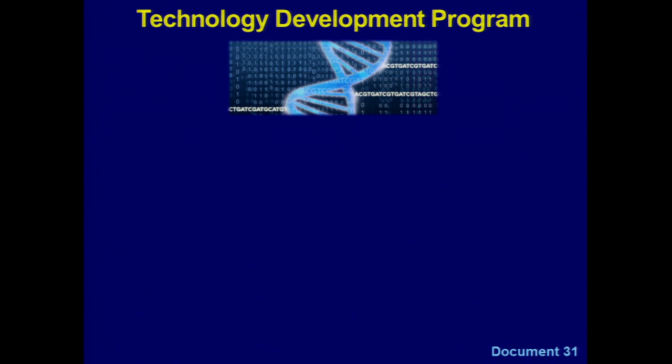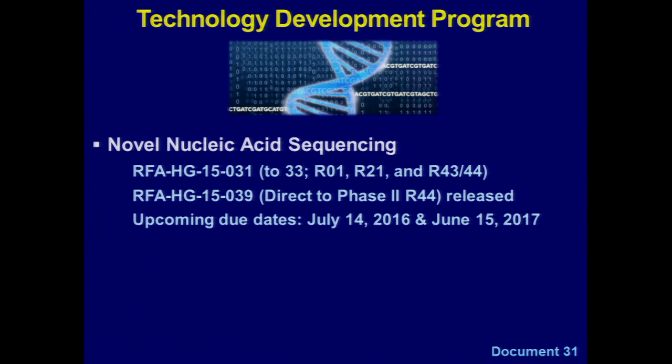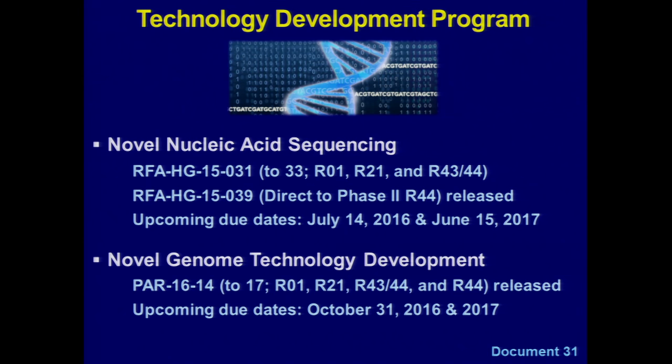Meanwhile, NHGRI's technology development program has active requests for applications, or RFAs, and program announcements, or PARs, that are worth highlighting. RFAs for novel nucleic acid sequencing technology development for both DNA and direct RNA sequencing were released, yielding the first round of applications that are now under review and will be considered by this council in May. A direct to phase two SBIR solicitation was recently added to this set of announcements. There are also upcoming application due dates in July of this year and in June of 2017. PARs for novel genome technology development were released, yielding the first round of applications that are now under review and will be considered by this council in September. There are also upcoming application due dates in October of 2016 and October of 2017.